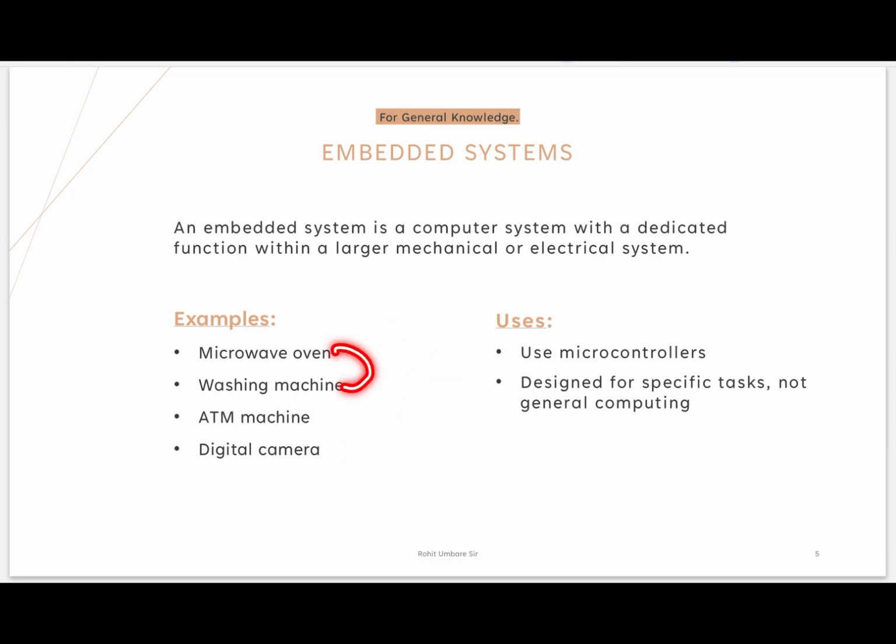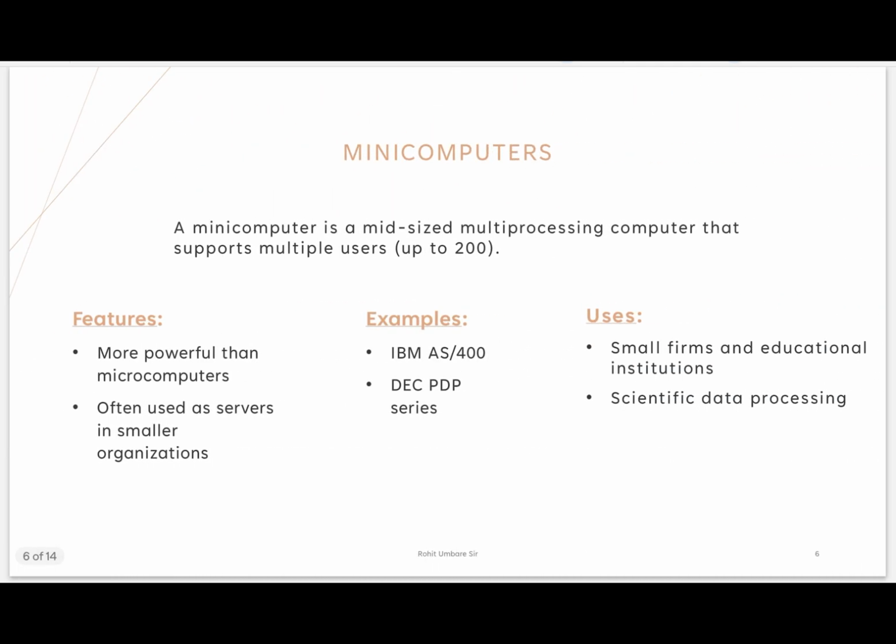They can't extend their work. For example, a washing machine can't do the work of a digital camera. A digital camera can't do the work of a microwave. They do specific work. This is called an embedded system.